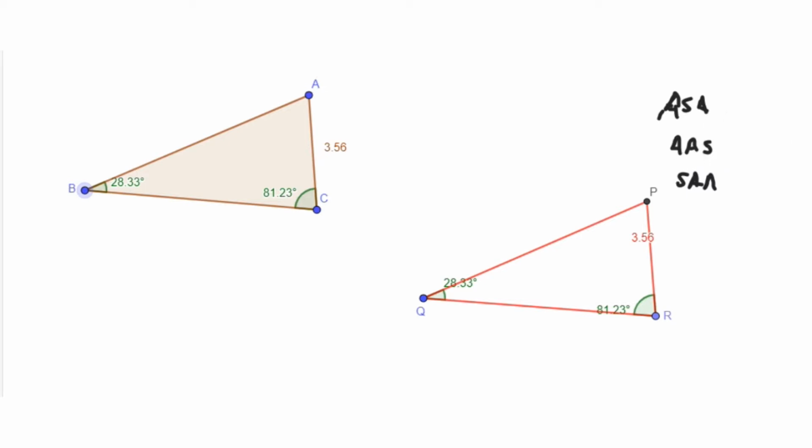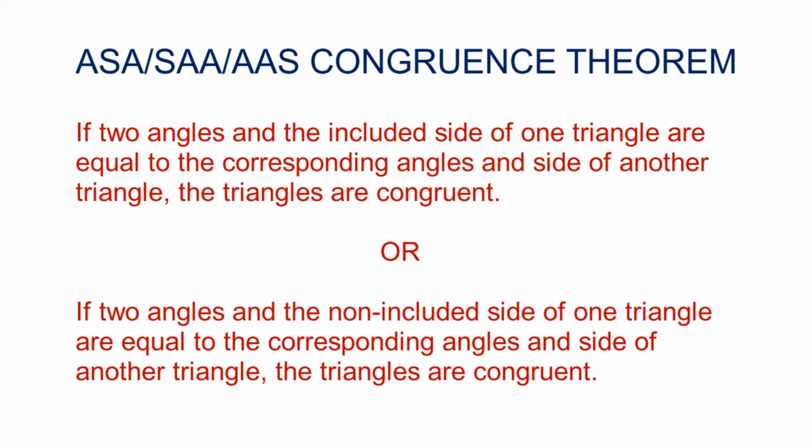Let us see what the theorem says about it. So the theorem says that if two angles and the included side of one triangle are equal to the corresponding angles and side of another triangle, the triangles are congruent. But this does not mean that it has to be included side only. So we can say it in another way also, that if two angles and the non-included side of one triangle are equal to the corresponding angles and side of another triangle, the triangles are said to be congruent to each other.